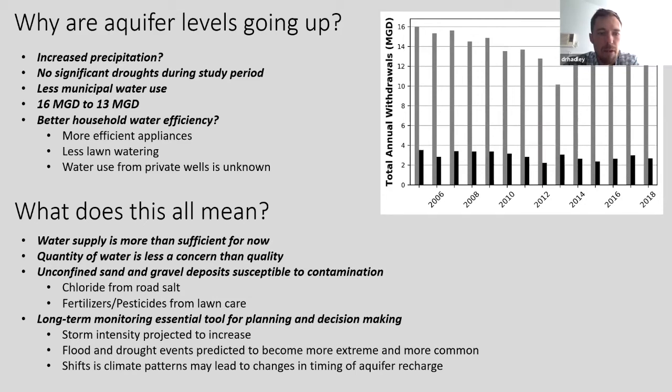And in terms of climate models and predictions about rainfall patterns in Northern Illinois in general, storm intensity is projected to increase. Flood and drought events are predicted to become more extreme and more common. So we may have more seasons where we see really dry periods and then really wet periods. This is all going to change the timing of aquifer recharge. So I think long-term monitoring at those USGS wells is going to be very vital for you guys in terms of understanding how the aquifer changes through time.